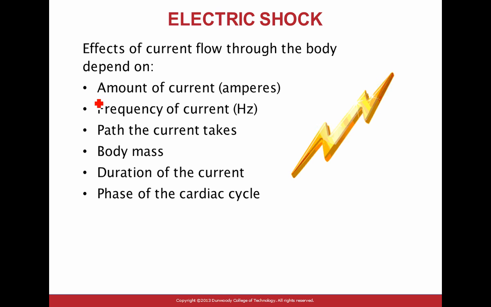Now, that's your shock hazard: the amount of current, the frequency, the path, and the body mass. This is one of the places where if you are fat and fluffy, you have more chance of surviving than if you're skinny. Finally, there's an advantage for having some weight on you. Then the duration of the current, how long, and the phase of the cardiac cycle.